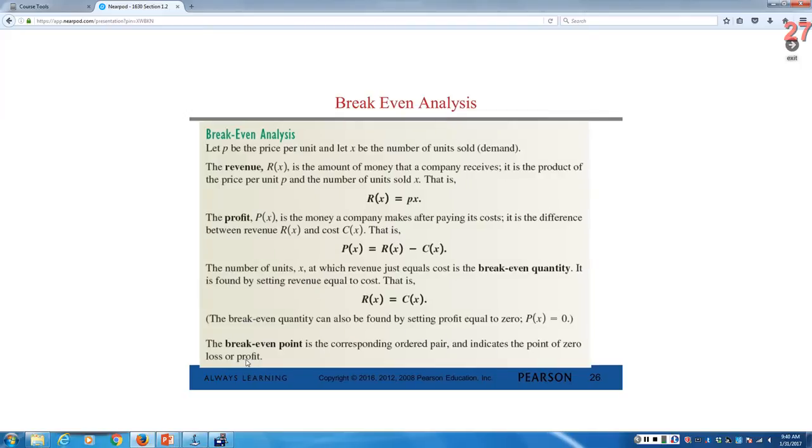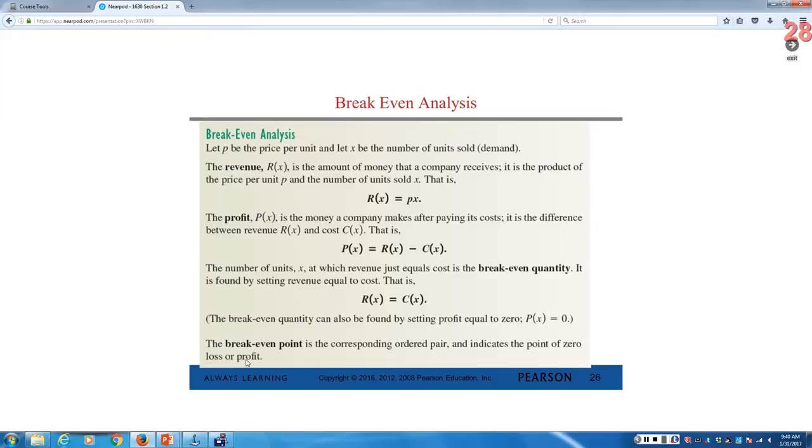So what happens is you have a revenue function, and the revenue function is the amount of money the company receives. It's the product of the price per unit, and that price is P, and it's usually in dollars, and the number of units sold is X. So if you take the price per unit times X units, you'll have the total amount of money that you're bringing in.